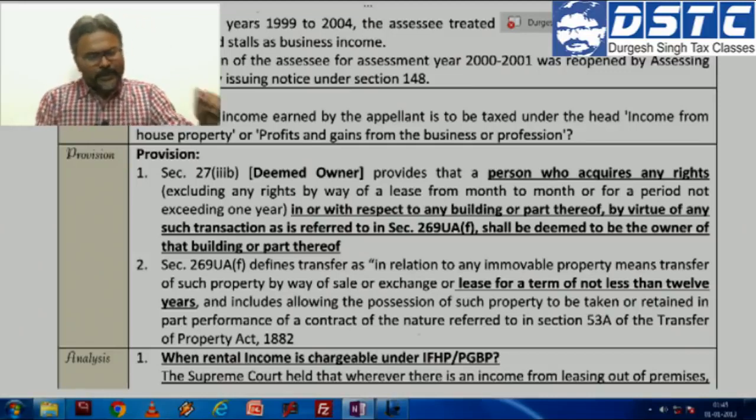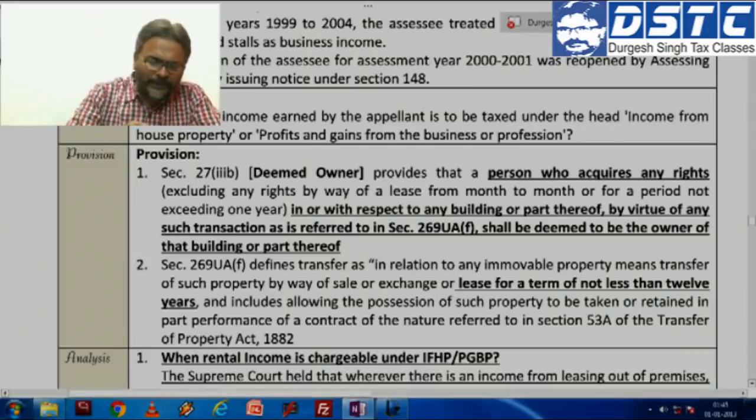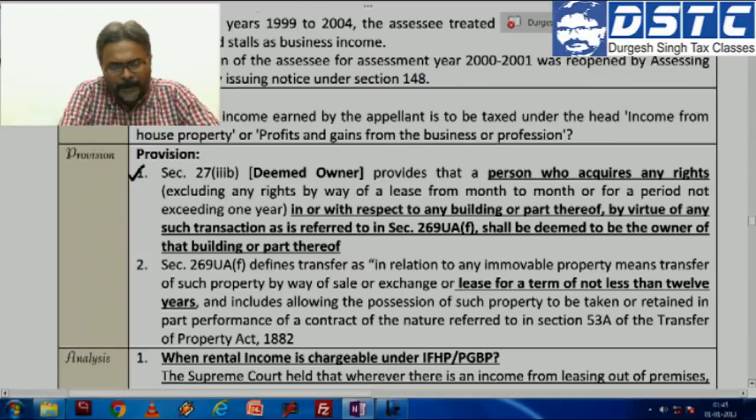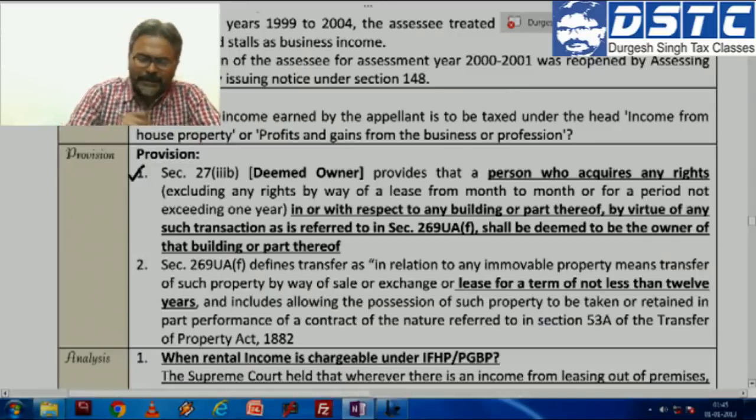So here, students, what we have dealt with was in respect of the ownership provision. So 27(3)(b), this particular clause, the long lease which I was just talking about in this regard.